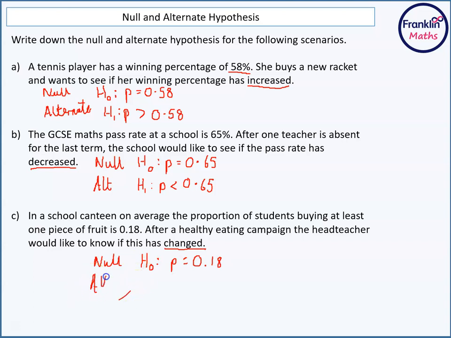And the alternate hypothesis in this case is still H1. And this time, because we're looking for a change, we're looking for the probability not being equal to 0.18. Okay, really important that we do get these distinctions. Now, I'm going to add a little bit more to this. It won't make any sense now, but it will later on.